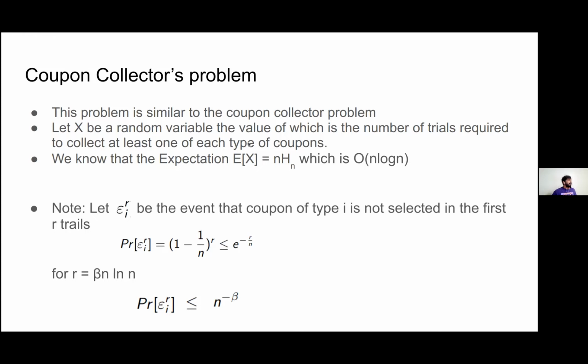Now let's define an event E_{i,r}. Let this be the event that the coupon of type i is not selected in the first r trials. Since all of these trials are independent, we can just multiply the probabilities, which is (1 minus 1 over n) raised to the r trials, giving us this probability here. And this is less than e to the power minus r by n. If we choose r to be beta n log n, close to the expected value here, the probability of this event is less than or equal to n to the power minus beta.